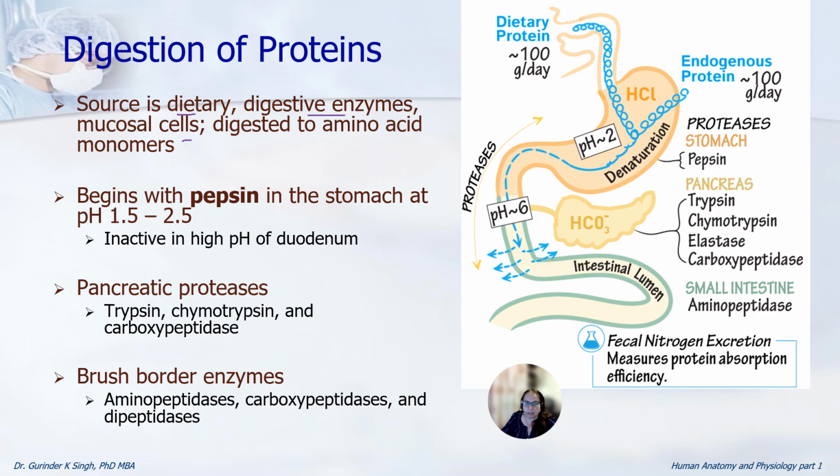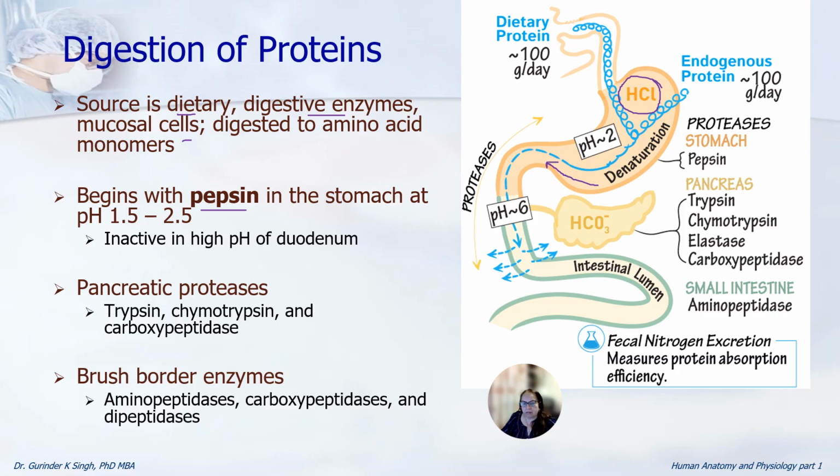Protein digestion starts in the stomach. In the stomach, HCl starts breaking it down, and the enzyme is pepsin. The stomach acid changes pepsinogen into pepsin, and pepsin keeps activating more pepsinogen into pepsin, which denatures the protein.